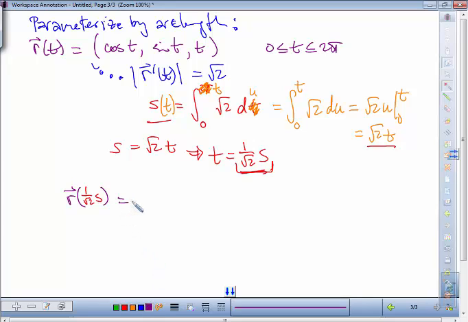What does that mean? That means my parameterization will be cosine of, instead of t, I'll put a 1 over square root of 2 s. I have a sine t and then a t. And in all those places where I had a t, I'm going to replace it with this.